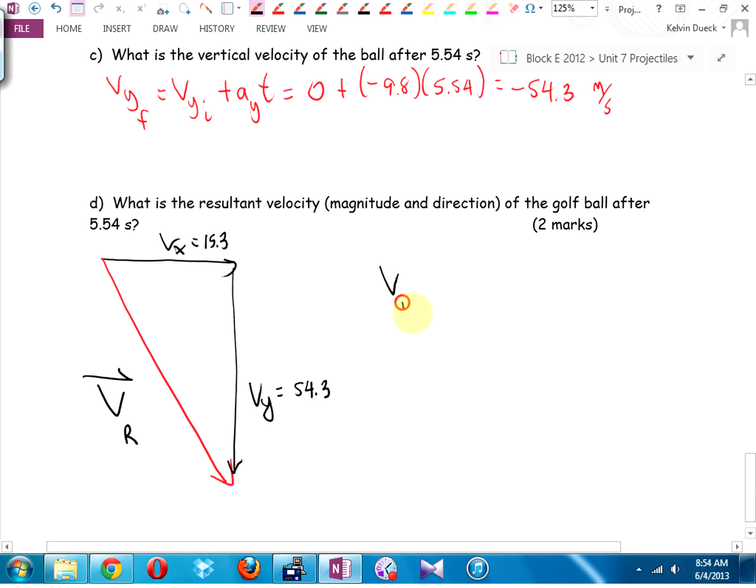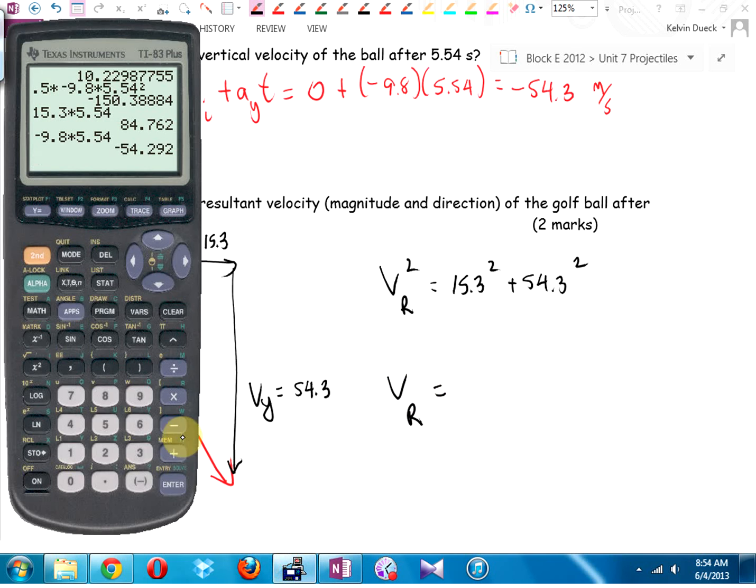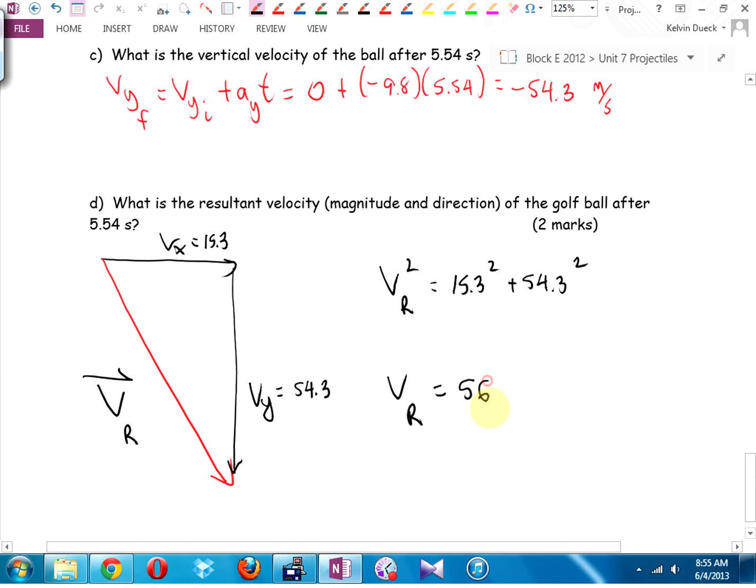It's going to be VR squared equals 15.3 squared plus 54.3 squared, and then I'm going to square root. The resultant magnitude is going to be 56.4? Yes? No? 1 mark for that. But I did say direction.